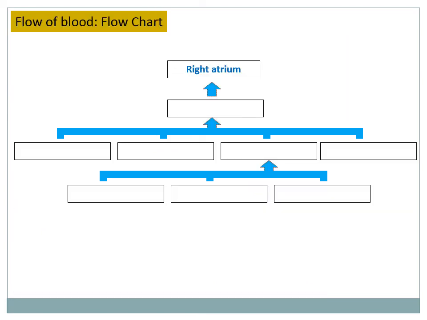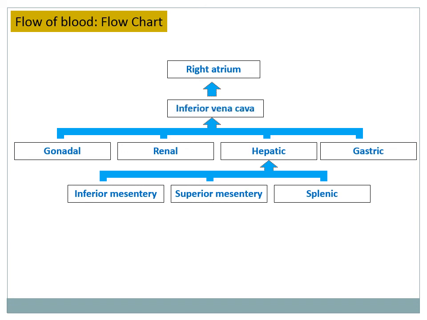So we're going to, again, go backwards when it comes to getting blood back to the heart. So we're going to start where we were in the back. The first one we're going to look at is our splenic, our superior, and our inferior mesenteric. So we know that those three are going to be special. They're going to go to the liver, which is that hepatic vein. Your hepatic, along with your renal, your gonadal, and your gastric veins are all going to dump into that inferior vena cava, which is going to go to the right atrium of your heart.